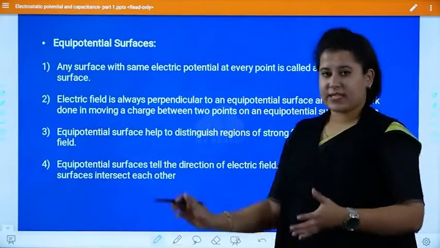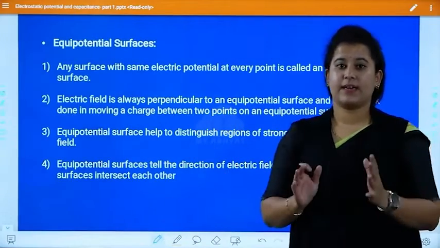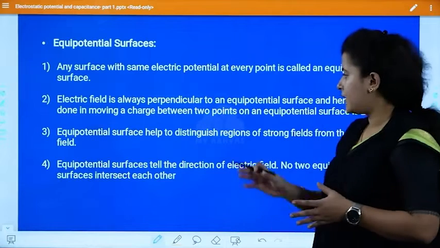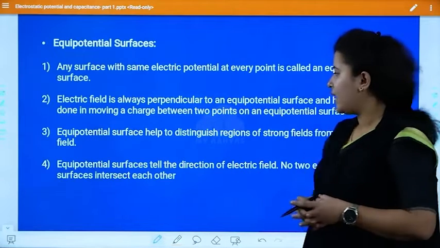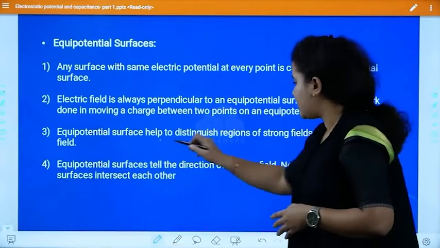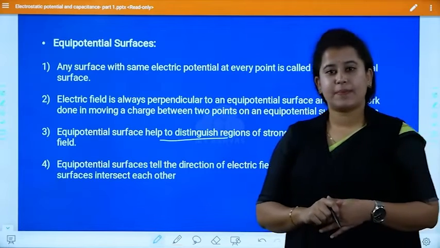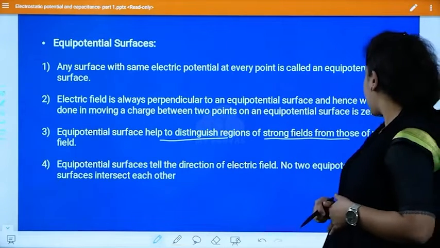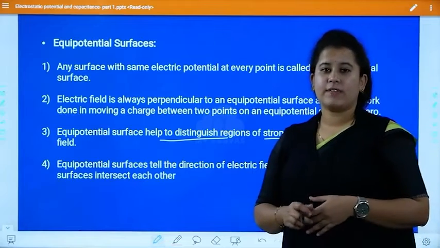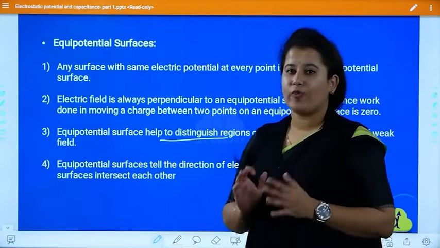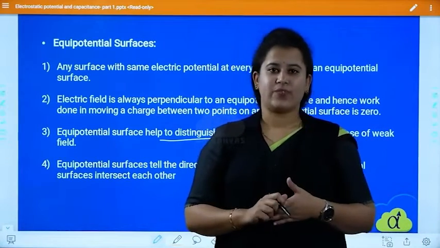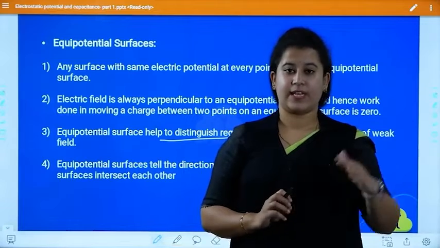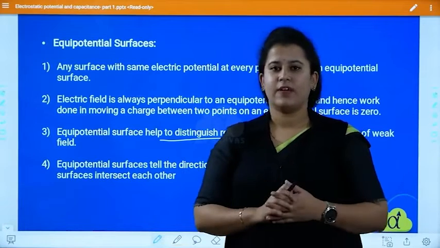I hope the first and second sentences are clearly, thoroughly understood by you people. Next, third one. Equipotential surfaces help to distinguish the regions of strong field from those of the weak field. So equipotential surfaces give you an overview of how the electric field is varying, like where are the strong fields and where are the weak fields.